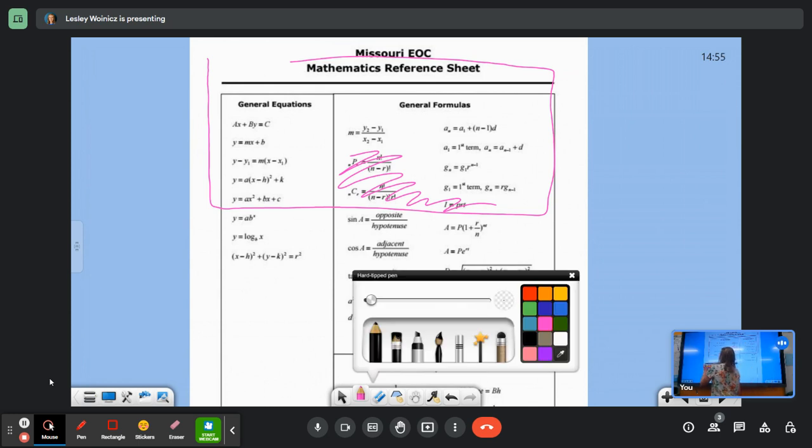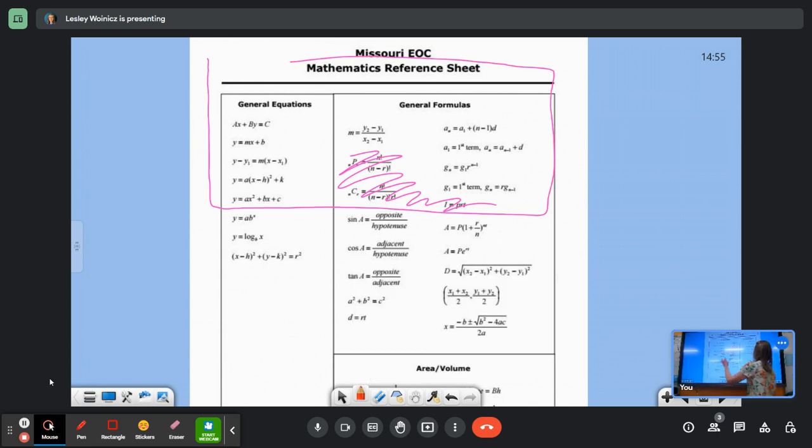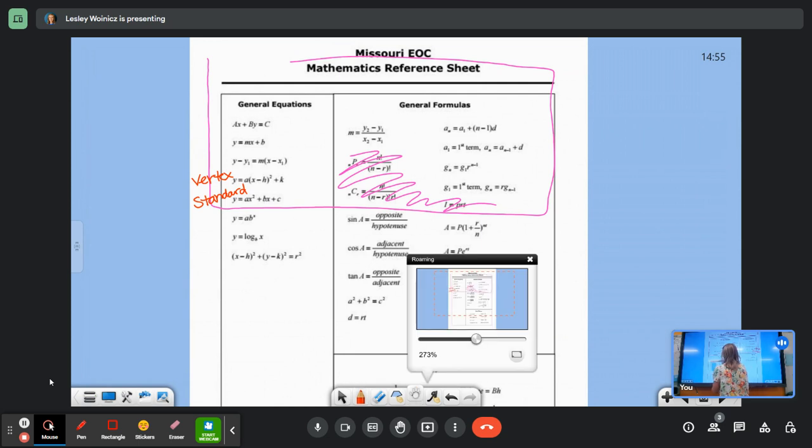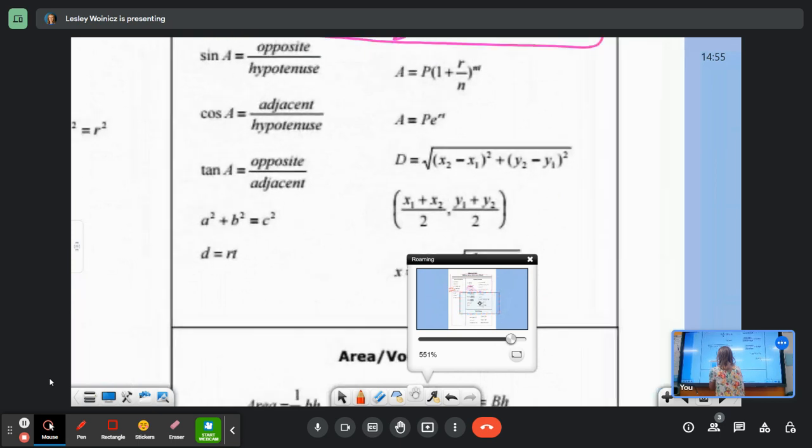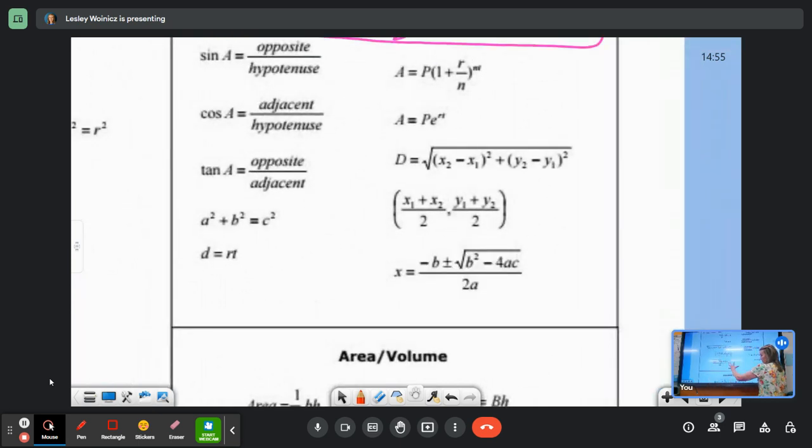All right, so notice that on your reference sheet, right here we have vertex form, and here we have standard form. Go ahead and label those. The other thing we're going to label on this sheet is down toward the middle bottom. Okay, everybody stay with me. Do you see this monstrosity down here?